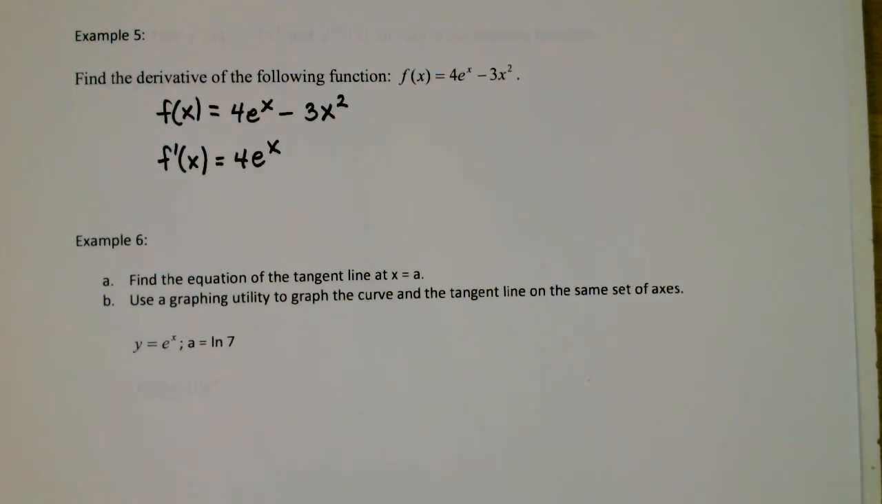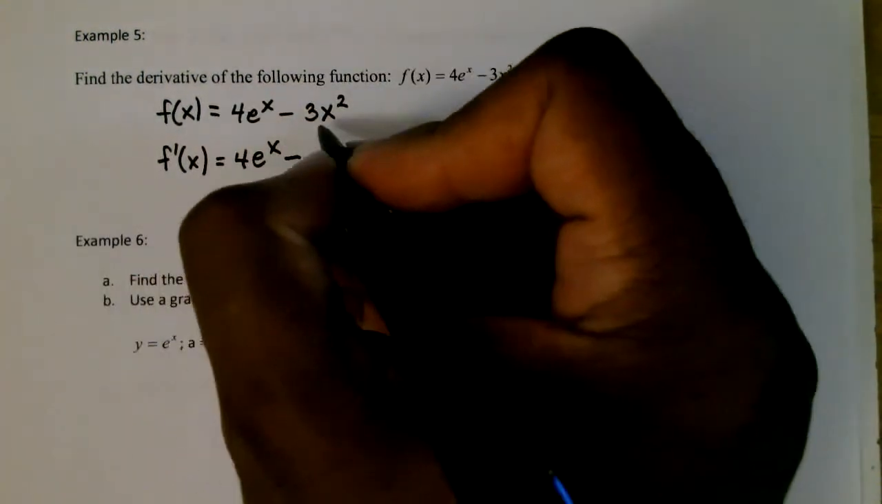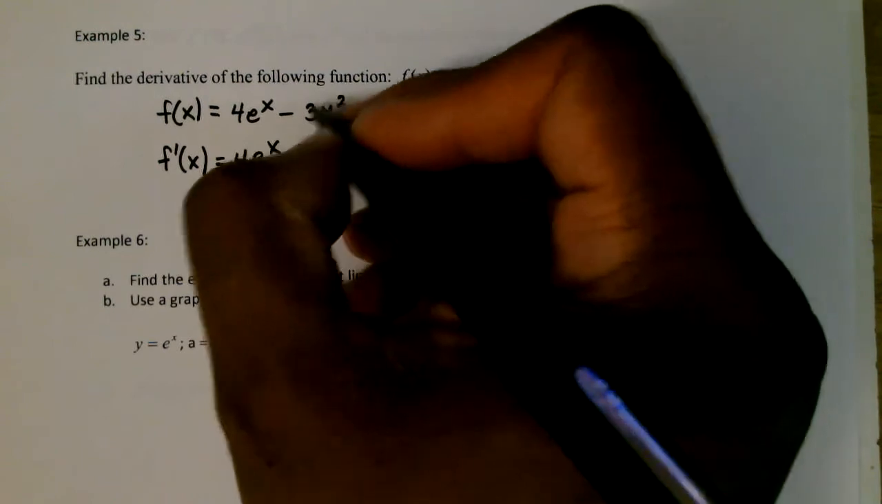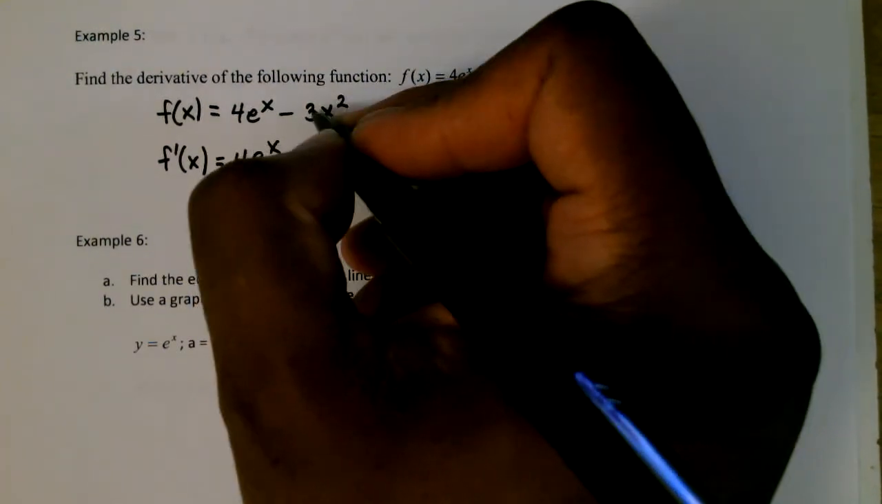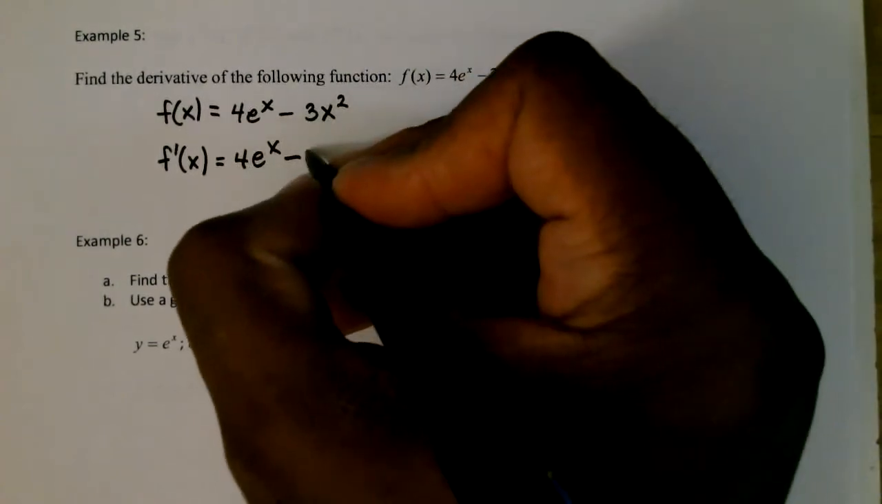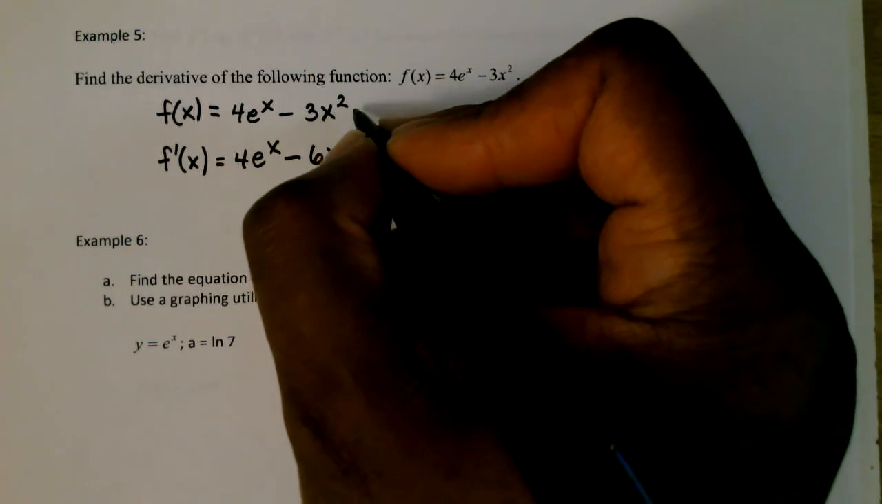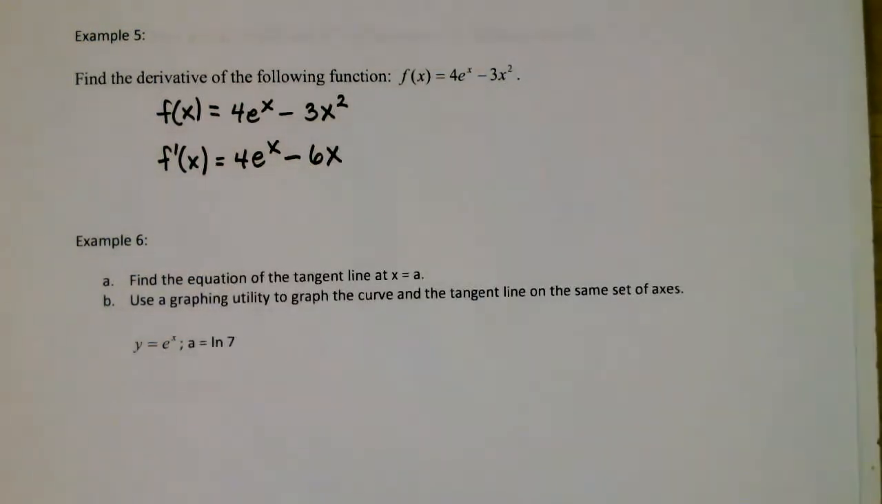Okay. And then minus, for the second term, I have to use the constant multiple rule for derivatives by bringing the power down. So if I bring down the 2, I need to multiply it by 3. So 2 times 3 will be 6. Copy over the x to the 1 less power. 2 minus 1 will be 1. So f prime of x will be 4e to the x minus 6x. Okay, that's all there is to it.